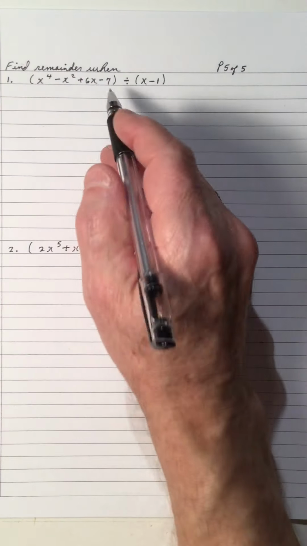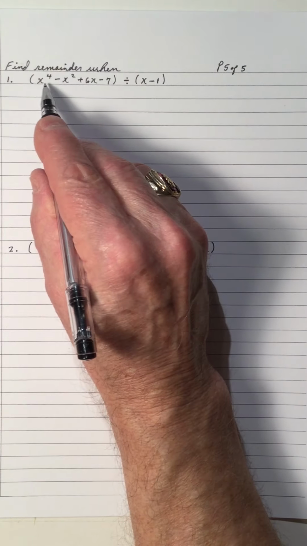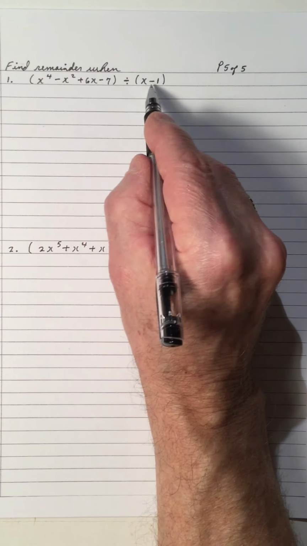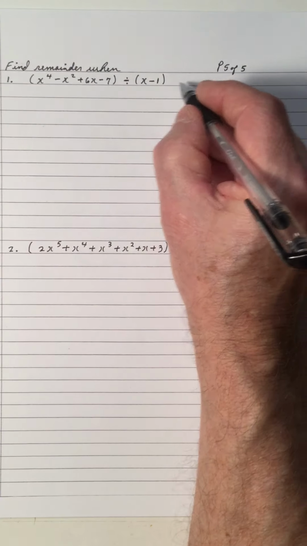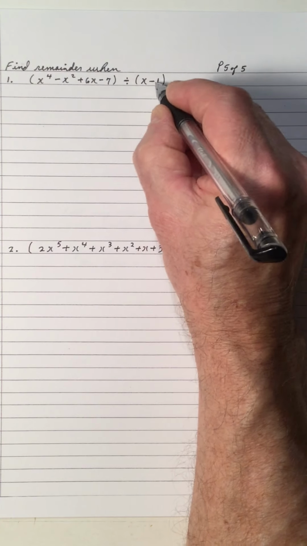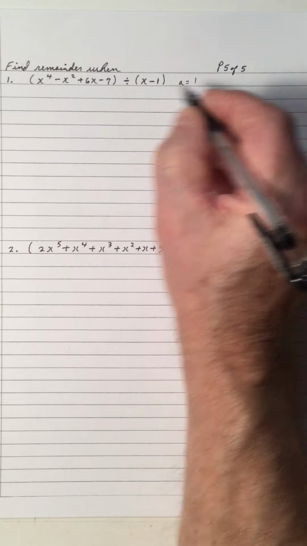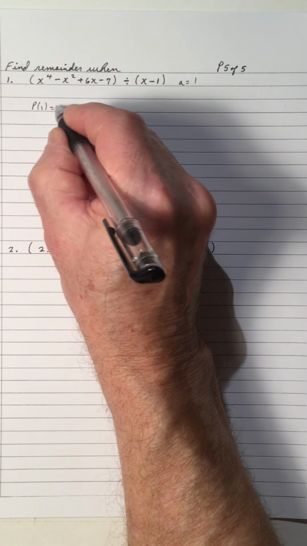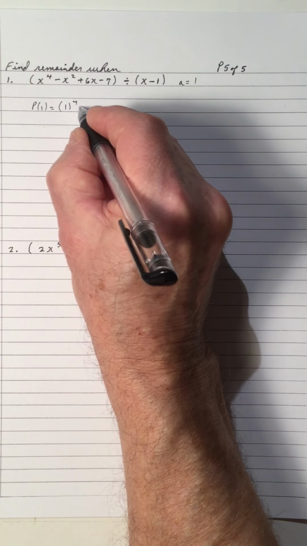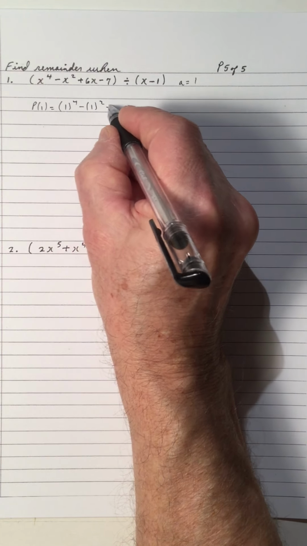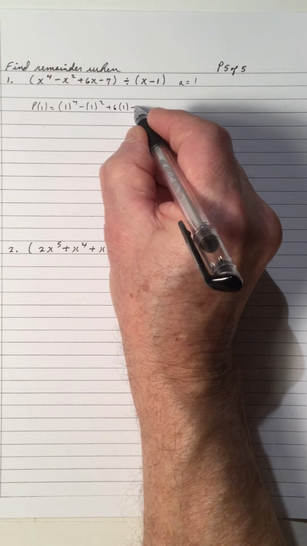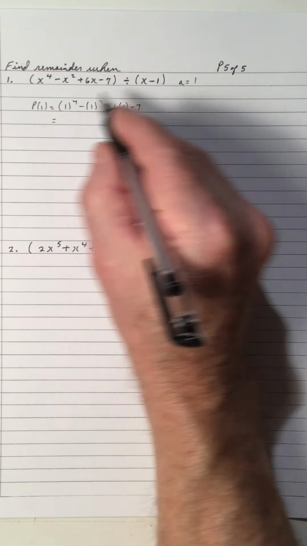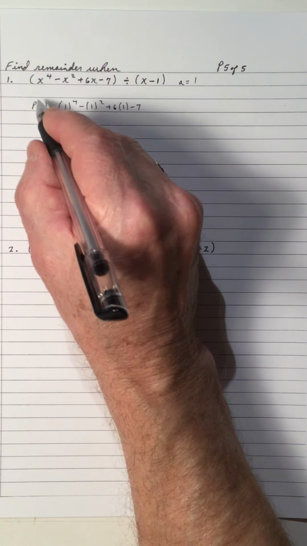Find the remainder when x to the 4th minus x squared plus 6x minus 7 is divided by x minus 1. So that means that, according to this, a is 1. So we do the P of 1, because this is your polynomial. So we put 1 in the place of x. Done. Again, the opposite of negative 1 is 1. So we're putting 1 in. So that's the P of a.